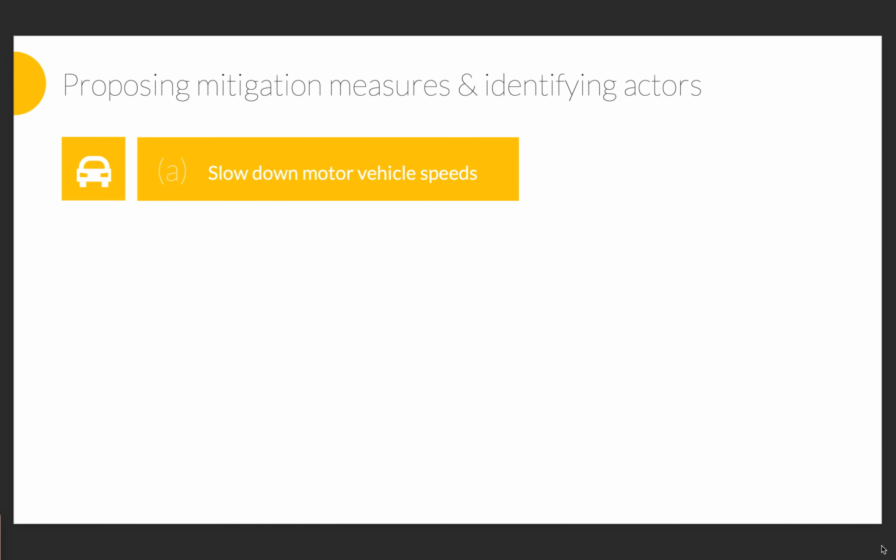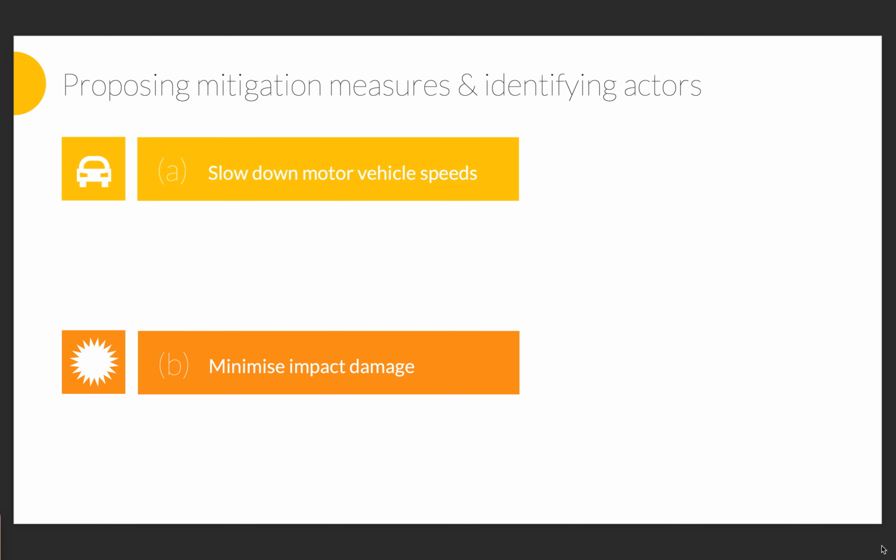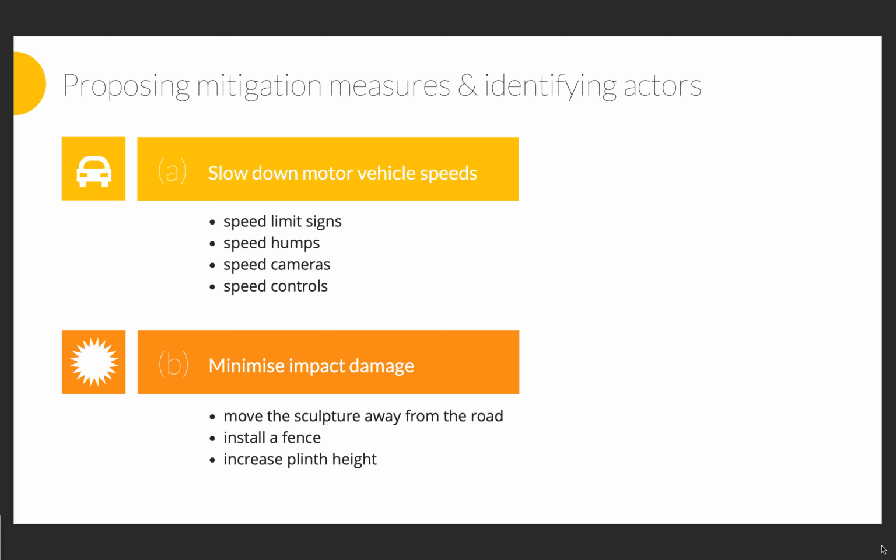Well, as far as I can tell, there are 2 lines of actions. We can, 1, slow down motor vehicle speeds, or 2, we can minimize impact damage, or impact force to be more precise. How can vehicle speeds be reduced? Well, here are some options. We can install speed limit signs, speed humps, speed cameras, or periodically conduct speed controls. What about impact damage? How can that be minimized?